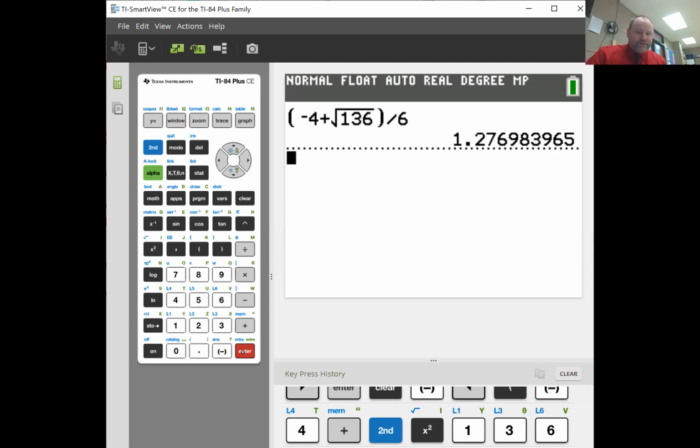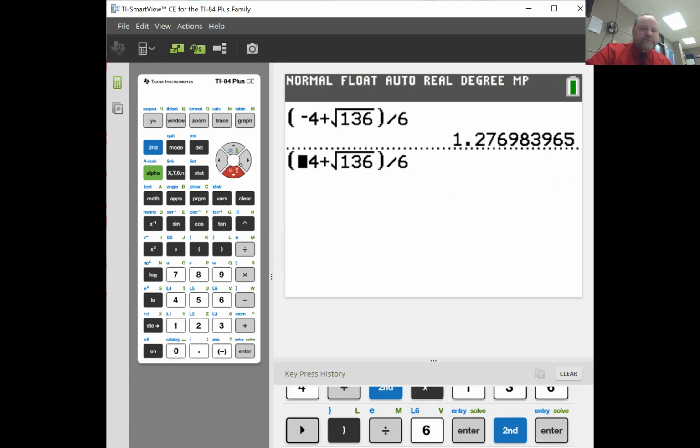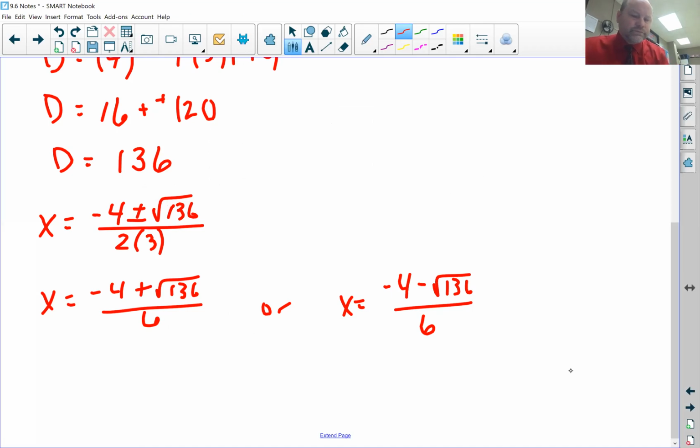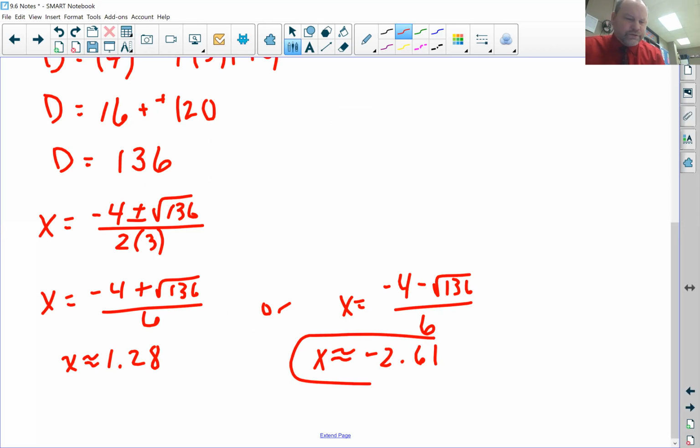So 1.28 and negative 2.61. And again, those curved equal signs just mean that's approximate. We don't have an exact value.